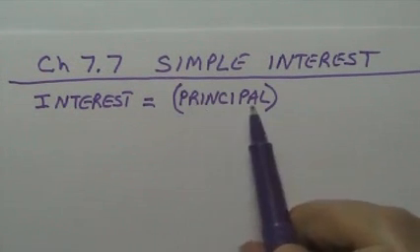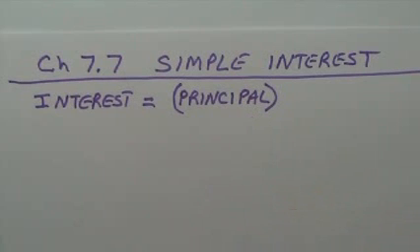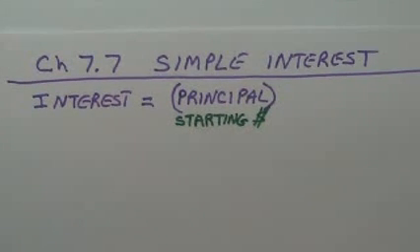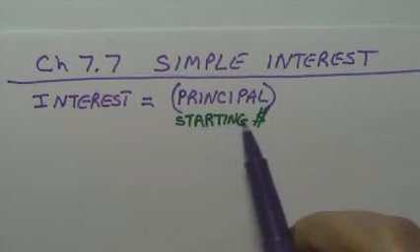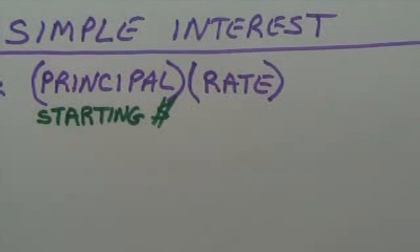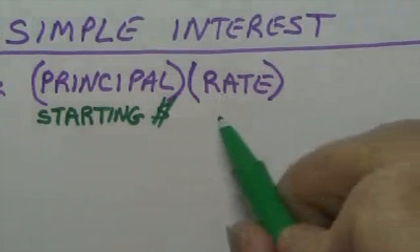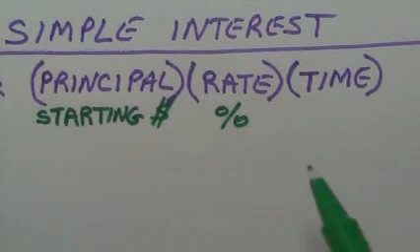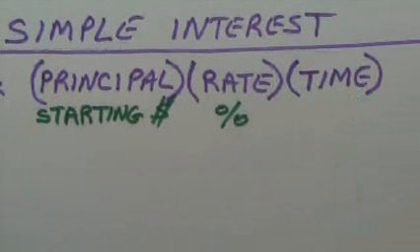Interest is the principal, and principal is the starting money. The money that you either deposit or something you're going to start with. That's your principal. Times the rate. And the rate is usually given in percent. Multiplied by the time.